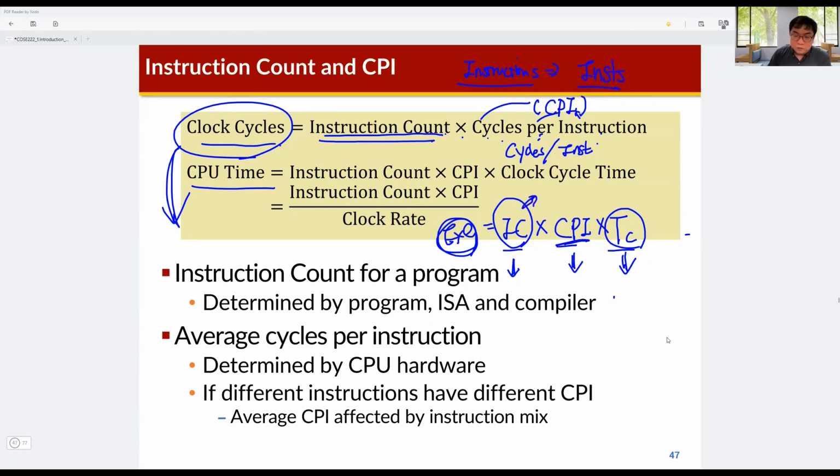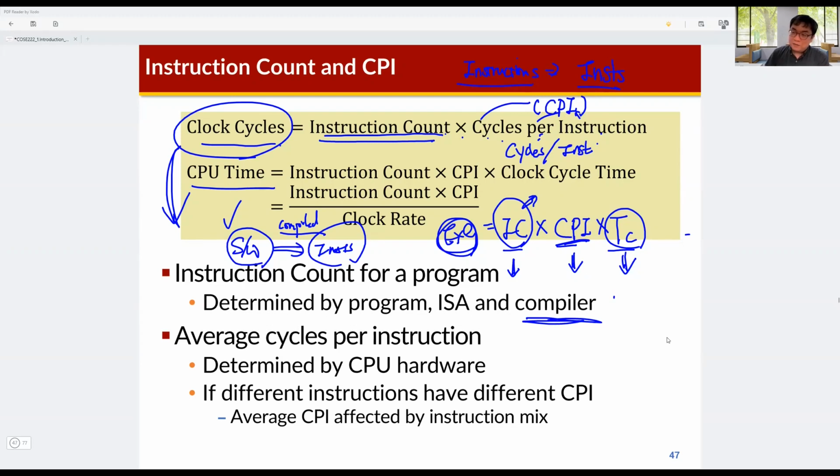Instruction count: actually, the software is compiled, and then instructions are generated from the software. Then how can we reduce this instruction count? It is determined by the software and the compiler, because it's compiled. So in order to reduce the instruction count, we need to design good software. Also, we need to design a good compiler.